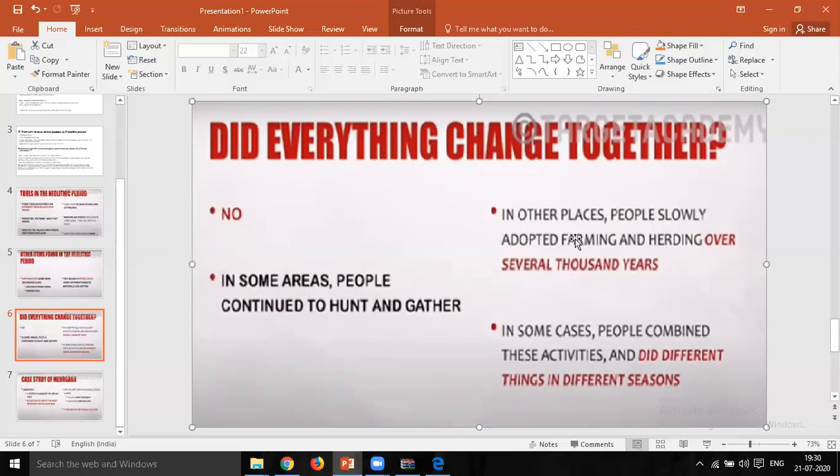Okay, in some cases they also tried to combine these activities, as well as doing different things in different seasons. It means they tried doing different things according to different seasons. So we can say that everything did not change in one phase after this Neolithic period.